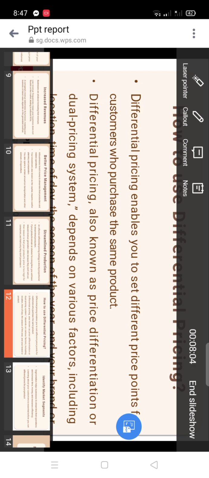So, how to use differential pricing? As stated earlier, differential pricing enables you to set different price points for customers who purchase the same product. Differential pricing, also known as differentiation or dual pricing system, depends on various factors including location, time of day, the season of the year, and your brand of product.